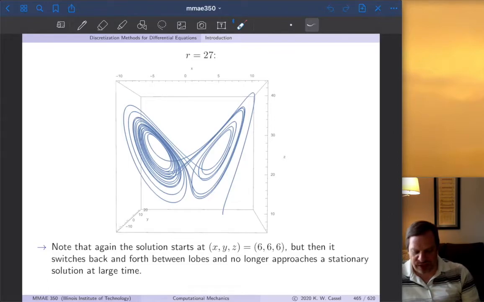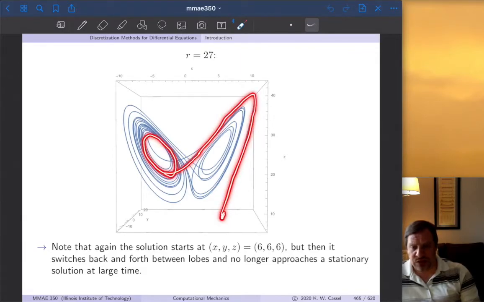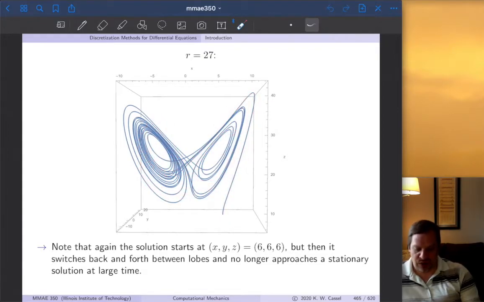Here's what it looks like in the 3D phase plane. So here's 666, and it's hard to tell from this, but it actually goes around one lobe, and then switches over to the other lobe, and it's going back and forth between these two lobes. The two lobes represent, again, positive, negative, counterclockwise and clockwise rotation of the convection rolls.